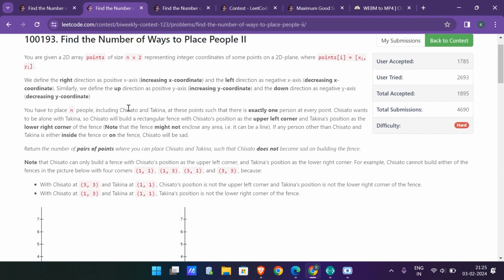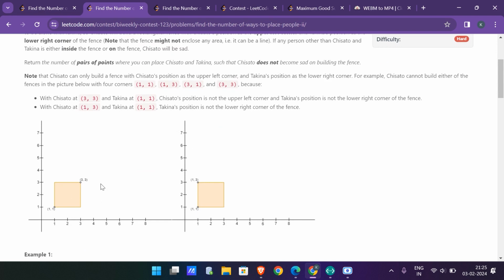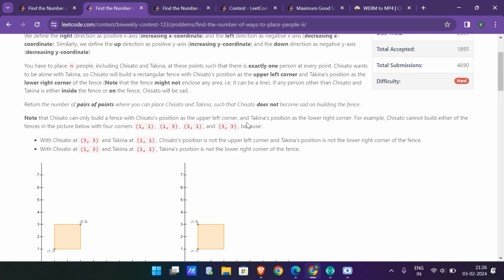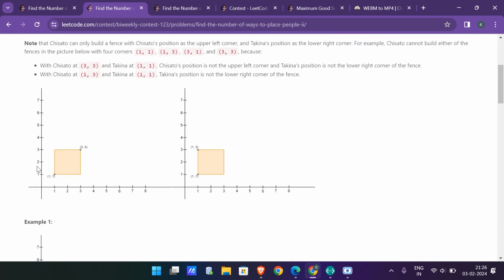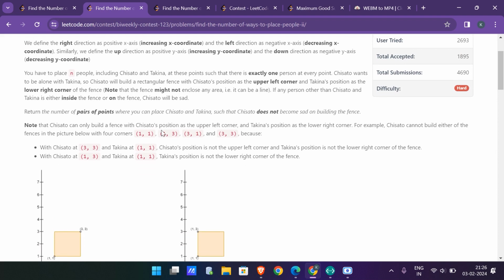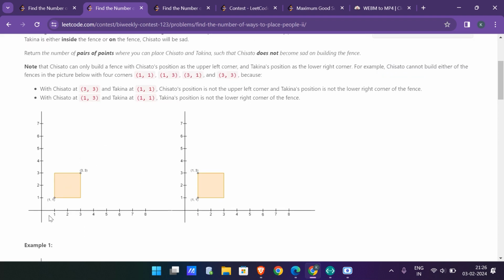And you have to place n people, including Sisaster and Takina, at these points so that there is exactly one person at every point. Sisaster wants to be alone with Takina, so Sisaster will build a rectangular fence. Sisaster would be at the upper left of the rectangle and Takina would be at the lower right corner. And there should be no other point inside the fence, or even on the fence. The other points should be outside the fence. So we have to find how many pairs there are such that all the other points are outside this fence.